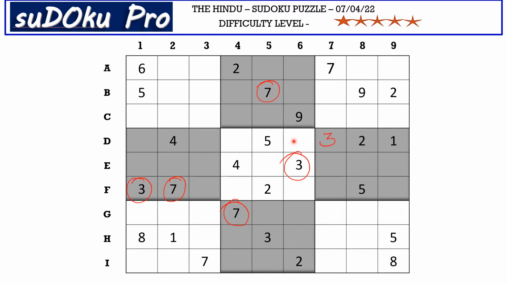So D6 takes 7. Now in D row there are 3 empty cells and the missing numbers are 6, 8 and 9. You have 6 and 8 in column 1 which blocks this cell. That means D1 takes 9 and rest of the two cells take 6, 8 pair.